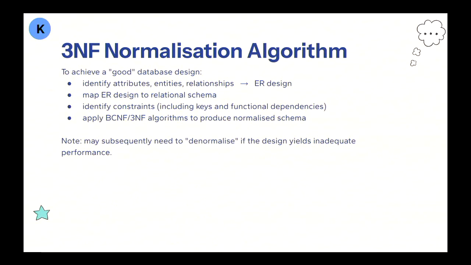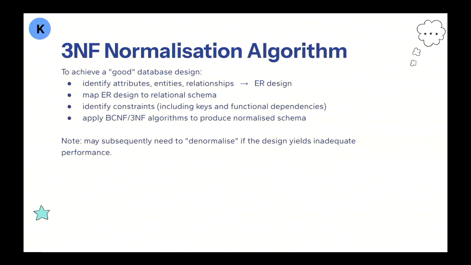So to achieve a good database design, now we have learned the most commonly used normal forms and how we can use a systematic approach to do the normalization to put the tables into normal forms. And to achieve a good database design, we should identify attributes, entities, relations into a good ER design. And we can map the ER design to relational schema. That's what we have already learned in the first few lectures. And of course, we should also identify constraints. And the last step is we should apply a normalization algorithm to produce normalized schema to reduce the redundancies.